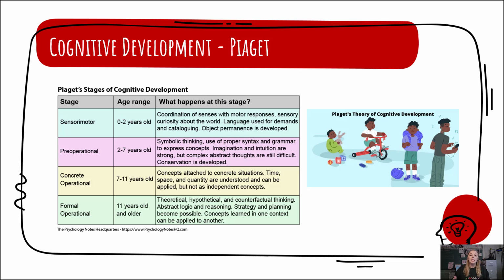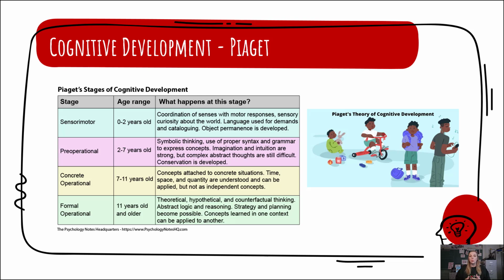Language at this time is used for making demands or cataloging what's happening. So babbling stage, we're going to talk about next video, but really this is the time that language is used to really just tell people what their needs and their wants are. During the sensory motor stage, one of the major things that you need to know about is that babies will develop and master the idea of object permanence during Piaget's sensory motor stage. This is developed around the age of 9 months.